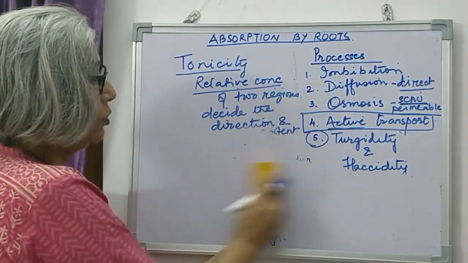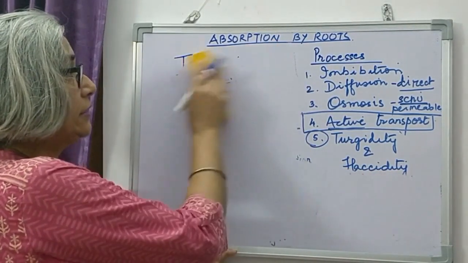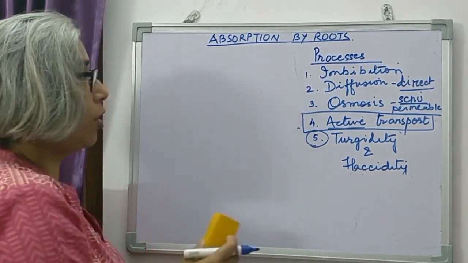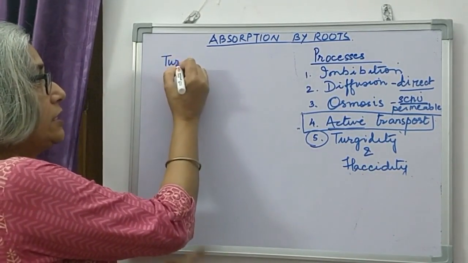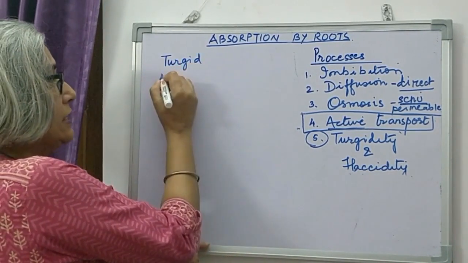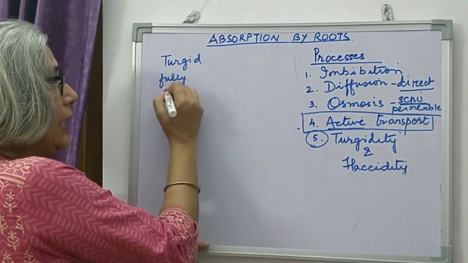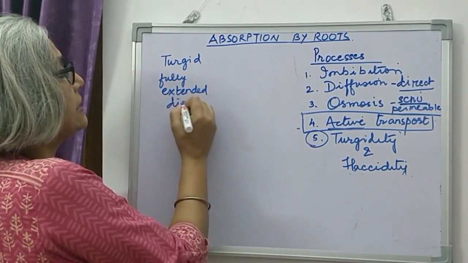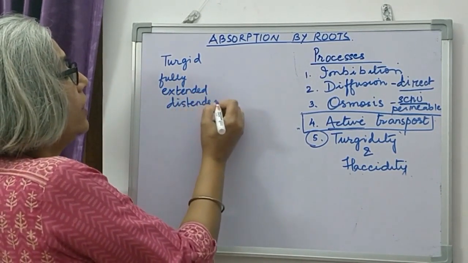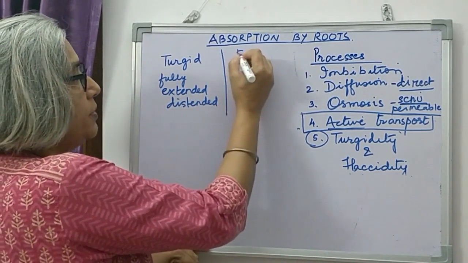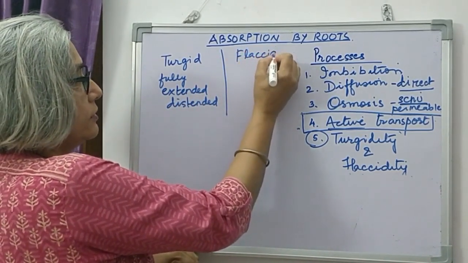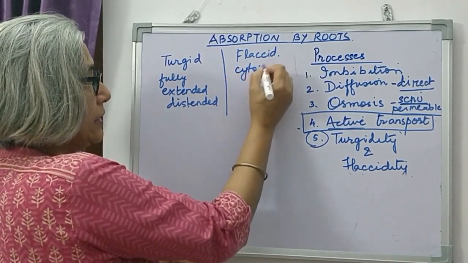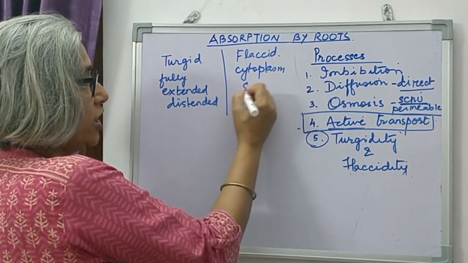Now, as I have told you earlier, turgid and flaccid are two terms which are opposite to each other. Turgid means a cell is in a fully extended or distended state. And flaccid is the opposite of turgid. Flaccid means the cytoplasm inside the cell is shrunken.